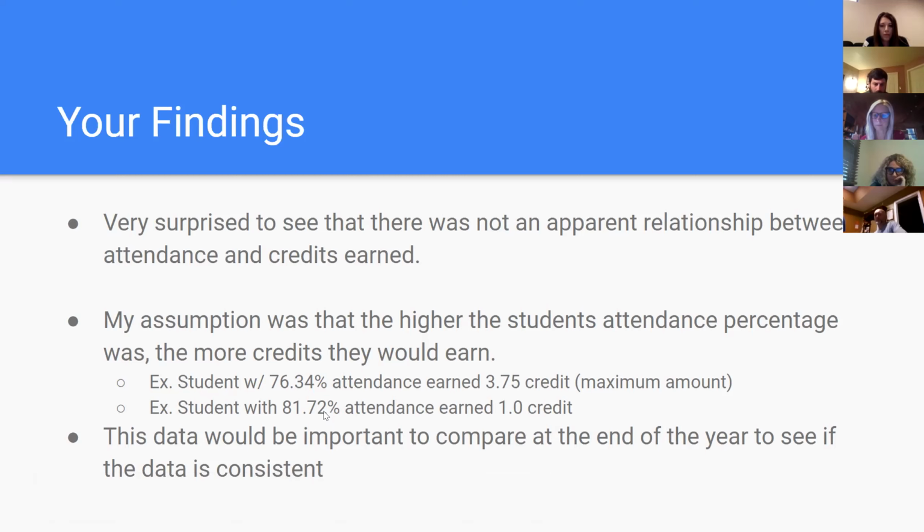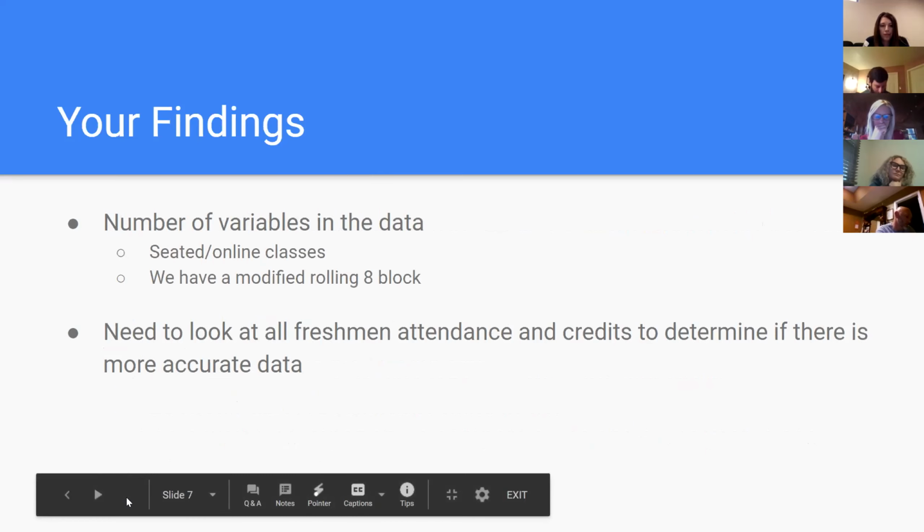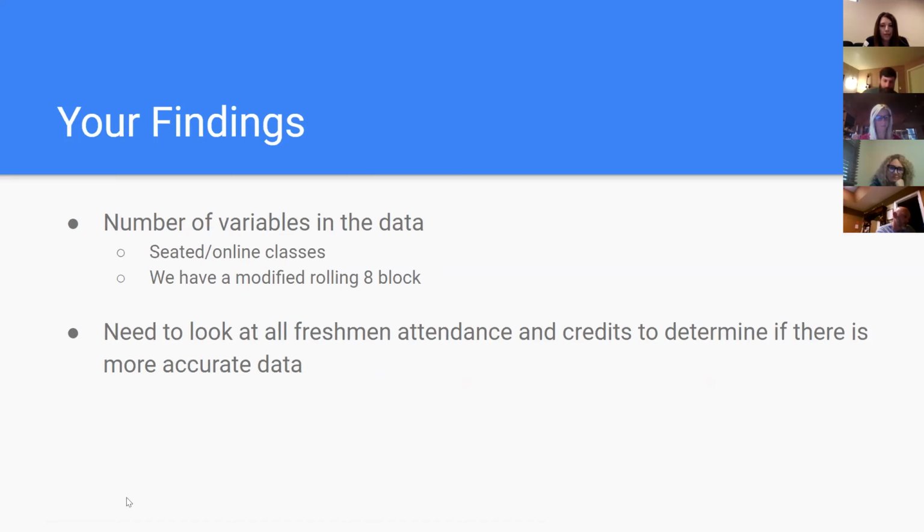Of course, I can't really use it this year now due to everything that's happened with not going back to school. I don't think that data would be sufficient enough or consistent. And I also thought there are a number of variables in this. So when I ran the numbers, it doesn't tell me if these students are in all seated classes or if they have 1 or 2 online classes.